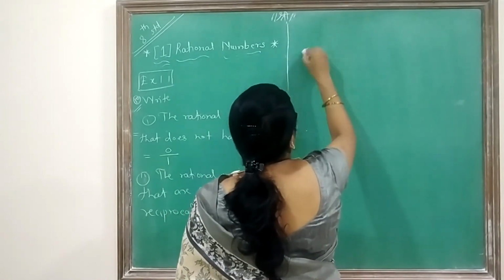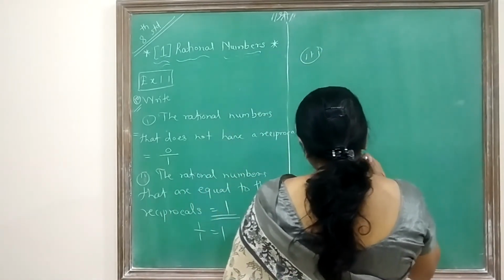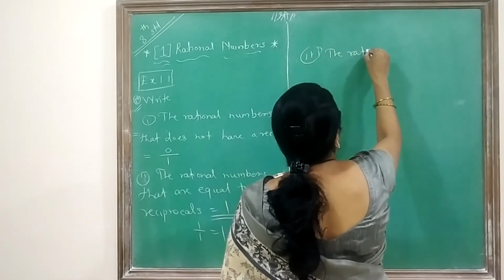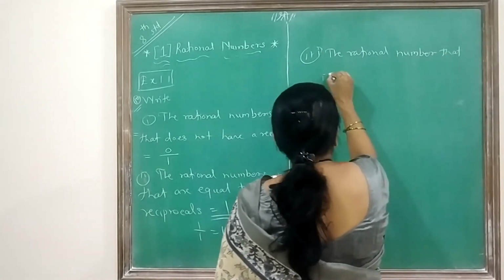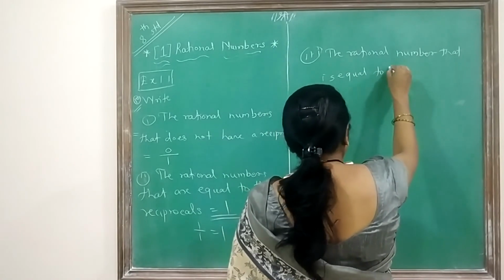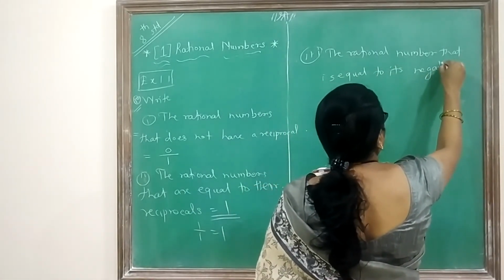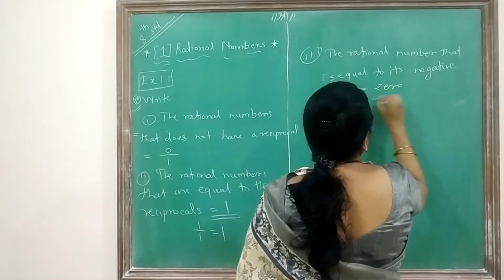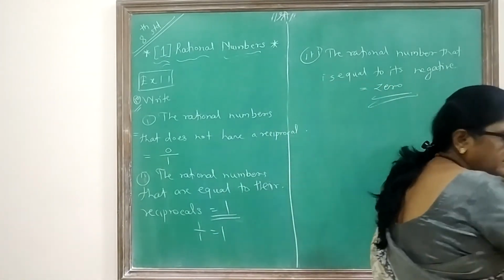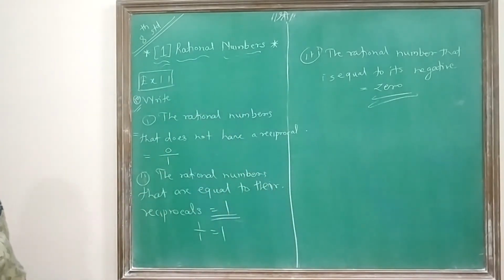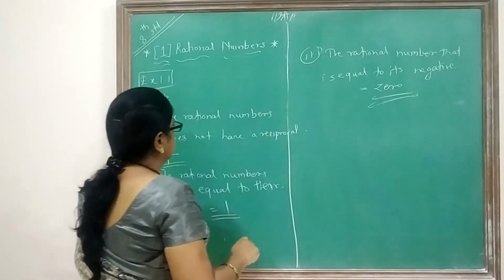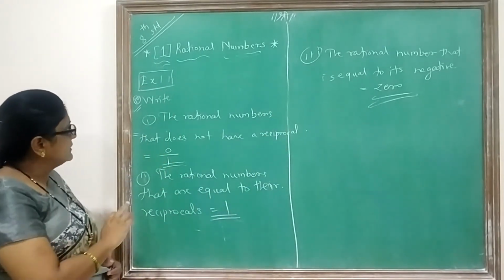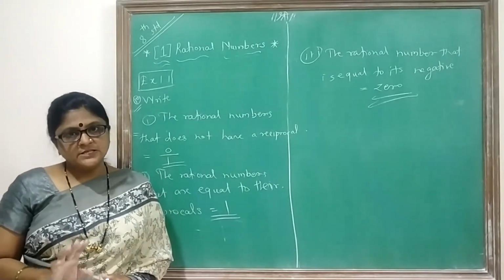And your third question you will write here: the rational number that is equal to its negative. Then your answer is 0. These are given in your textbook. These are the questions and these are the answers. Here your 10th question is completed, and the rest you will see in the next lecture.